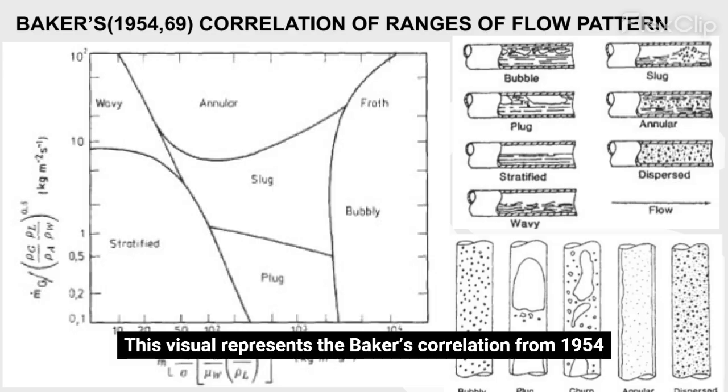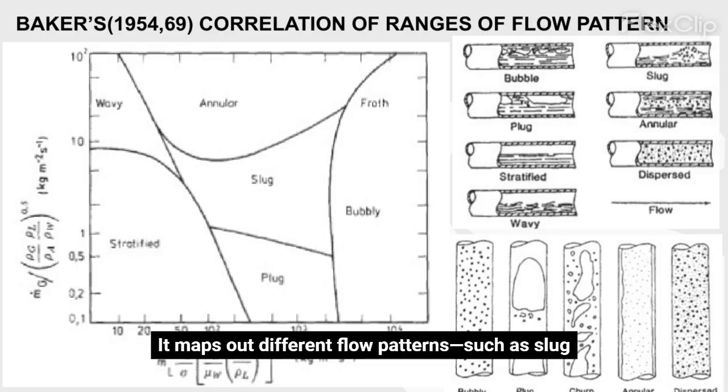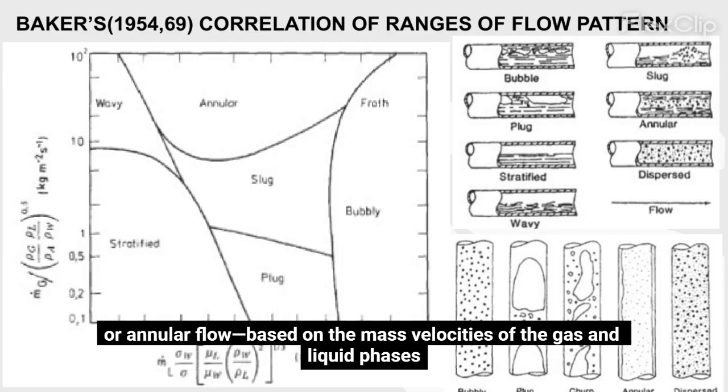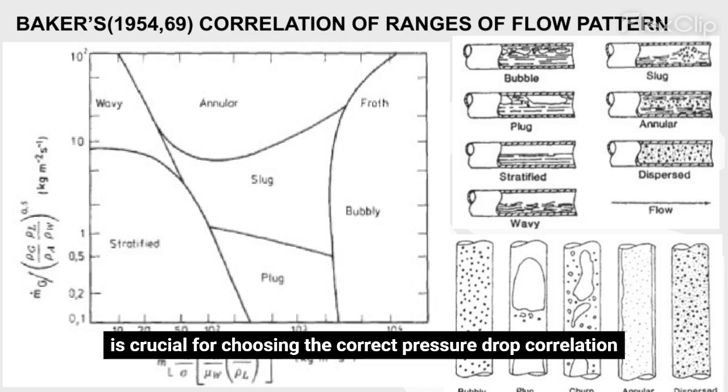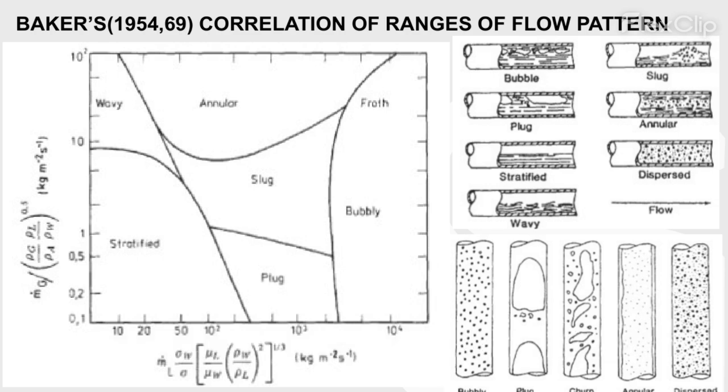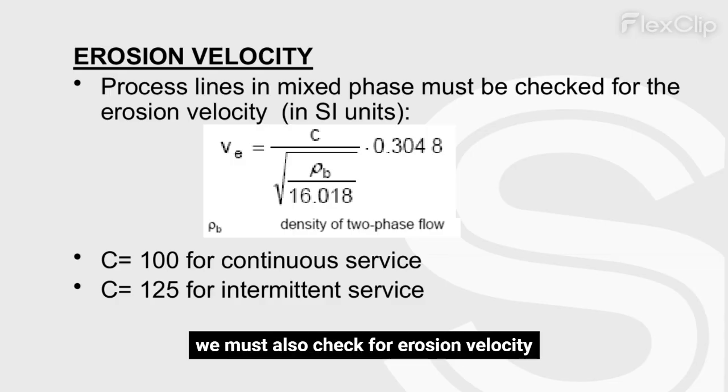This visual represents the Baker's correlation from 1954, updated in 1969. It maps out different flow patterns, such as slug, plug, or annular flow, based on the mass velocities of the gas and liquid phases. Understanding where your process sits on this map is crucial for choosing the correct pressure drop correlation.